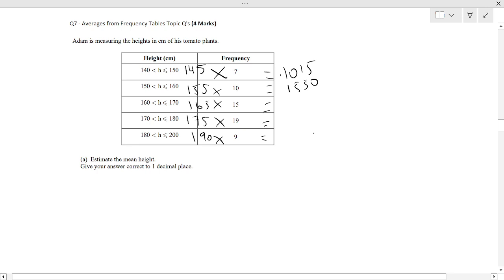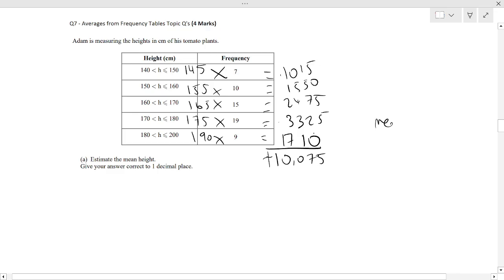165 times 15 will get me 2475. 175 times 19 will get me 3325. And then 190 times 9 will get me 1710. Okay, then we add them together like with a normal sort of mean. Again, you put that into a calculator. 1015, add 1550, add 2475, add 3325, and then add our original 1710 will get me this number here, 10,075. Okay, cool.